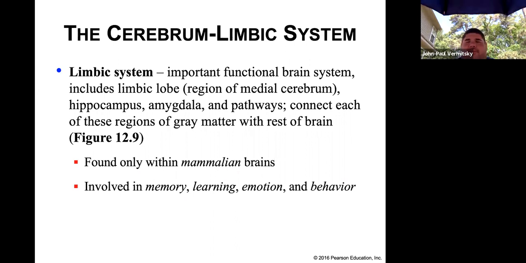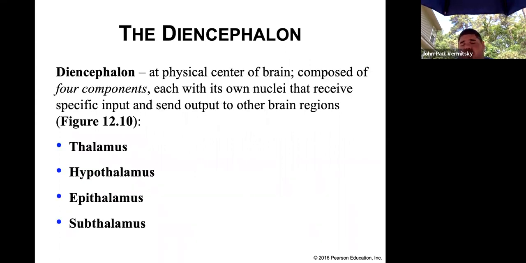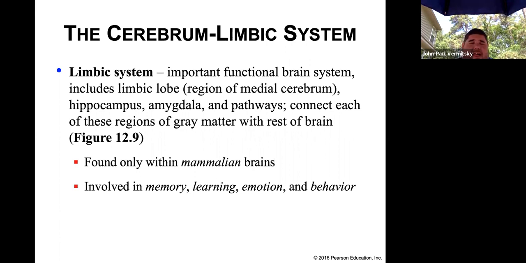The limbic system is an important function of the brain system. It includes the limbic lobe, the hippocampus, the amygdala, and pathways that connect each of these regions of the gray matter with the rest of the brain. This is really found only within mammalian brains and it is involved in memory, learning, emotion, and behavior. The limbic system is really what sets us above many of the other species. It is also referred to as your emotional part of the brain, which takes information from multiple areas.